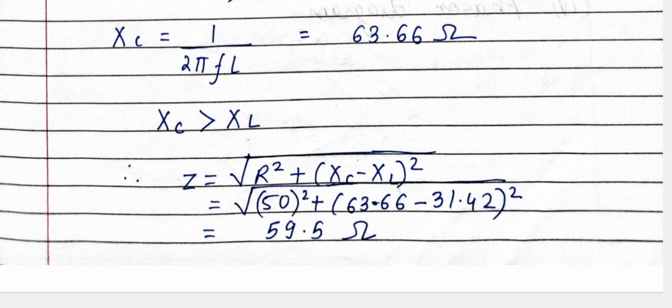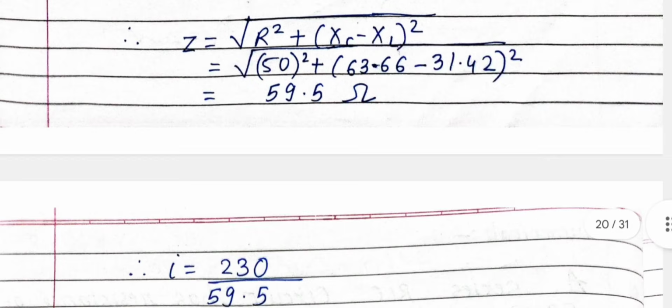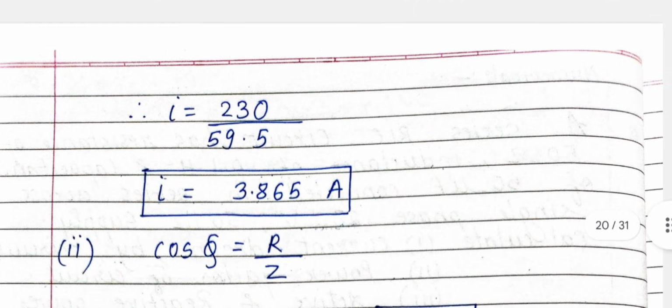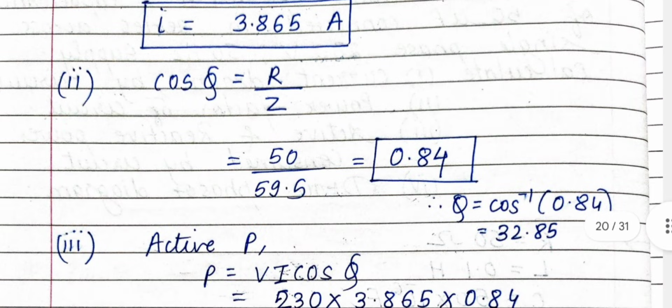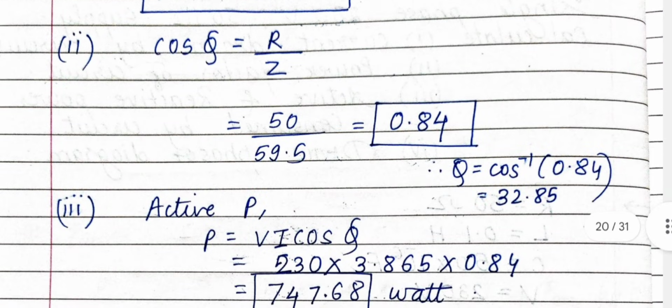So now we will use the formula for finding the impedance, that is under root of R square plus XC minus XL the whole square. If XL is greater than XC, we will write XL minus XC in that place. Just by putting values we will get impedance as 59.5, and now we substitute in the current equation and we will get 230, that is voltage, upon 59.5, that is impedance, and we get current as 3.865 ampere.